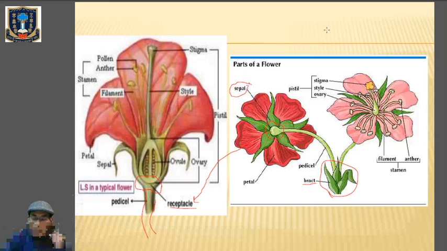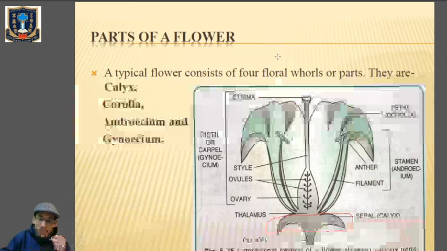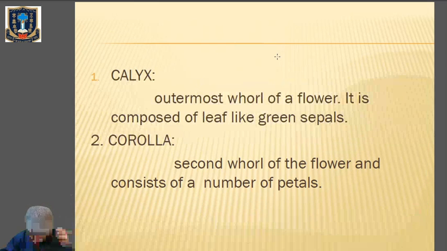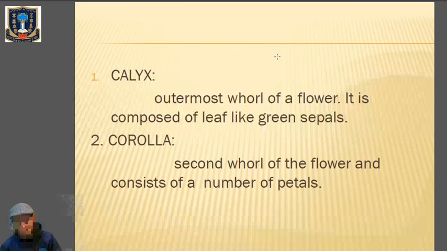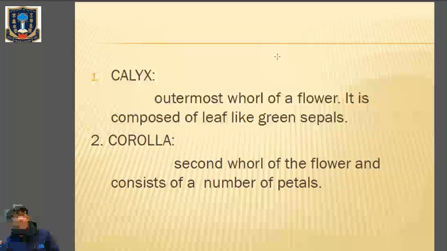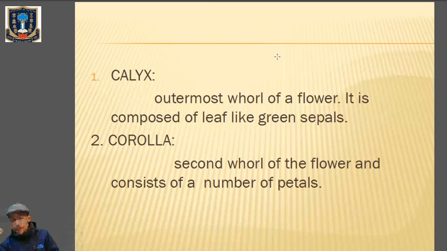Okay, and it will protect the flower or the bud in its initial stage of development. Then let's come to the second part of a flower, which is the corolla, the second whorl of a flower, and it consists of a number of petals. Generally these petals are very attractive, because they are brightly colored, scented and of various shapes. The main function of these petals or the corolla is to attract insects for the process of pollination. And what is pollination? It is the transfer of pollen grains from the anther of one flower to the stigma of the same flower, or to that of another flower present on the same plant or a different plant.